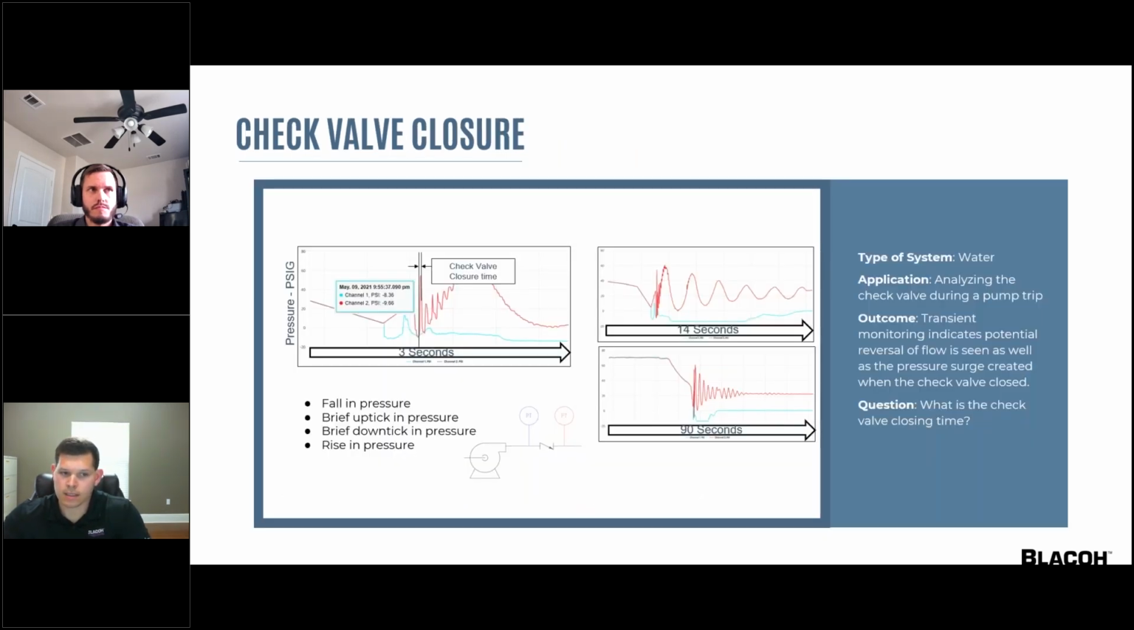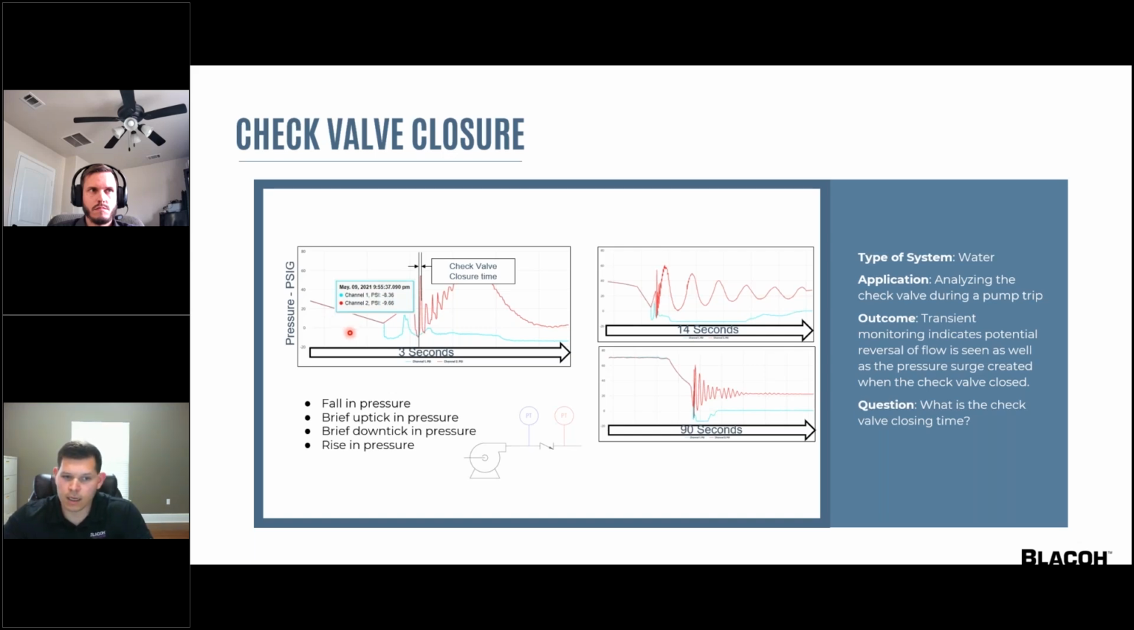So this data is from a different system, but the exact same application we were just simulating. We've got a centrifugal pump. Our sensor is downstream of the check valve, which is in red here, and we're going to capture that closing time. So the first thing on our list is a pump trip, which is a fall in pressure. We're going to be seeing that here.